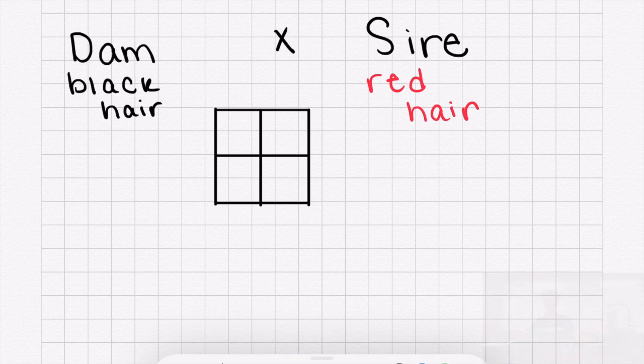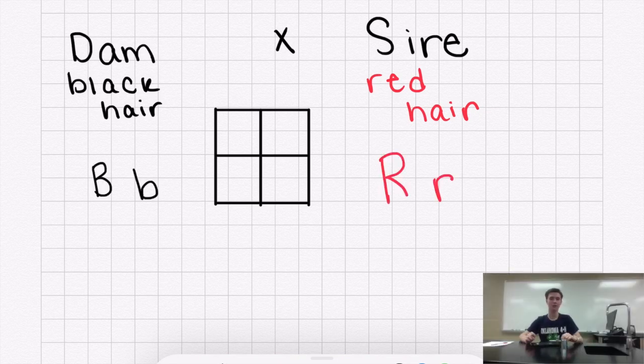So starting off with the dam, who has black hair. To represent this, you have to choose a letter. It can be any letter of your choosing as long as you know that it represents black hair. So for this example, let's just say B. And so I wrote a capital B and a lowercase b. And so for the red hair, let's do the exact same thing. And let's just choose R for red. And I wrote a capital R and a lowercase r.